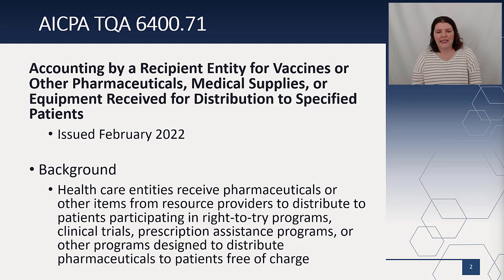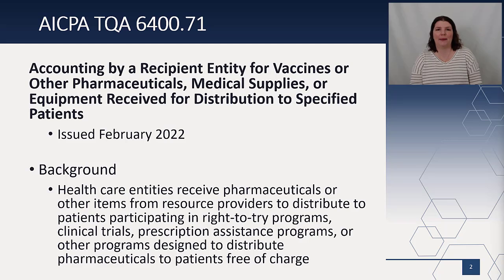The background on this is often pharmaceutical companies or other providers distribute specifically for certain types of patients, whether it's a right to try program, a clinical trial, or a prescription assistance program, right? They are distributing these pharmaceuticals free of charge. And they are typically required to be dispensed by a healthcare entity that is licensed to do so. So you can't just give them to anybody, but they go to a particular group of services and they can only be applied to the specified patients or patients free of charge.